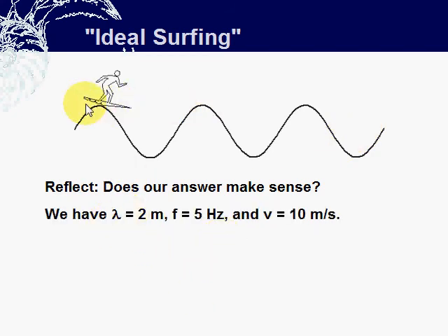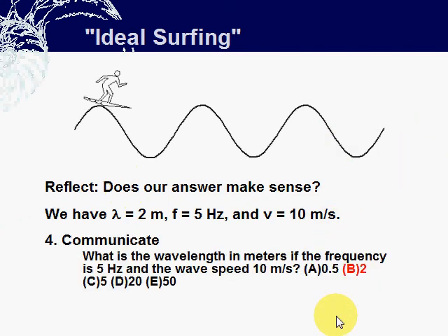If the wavelength is 2 meters and the frequency is 5 going by per second, then I'll be 5 times 2 meters down the road, 10 meters per second. So that checks out. The answer is here, 2.